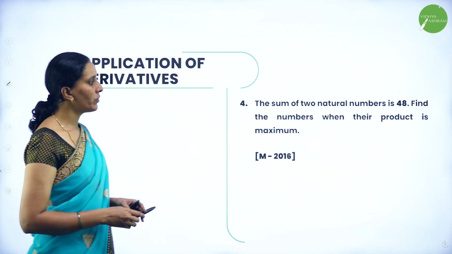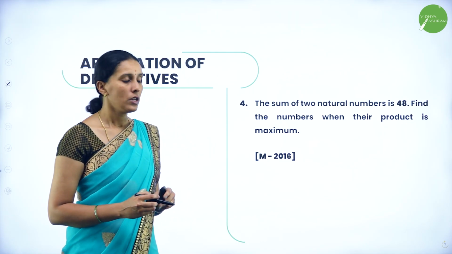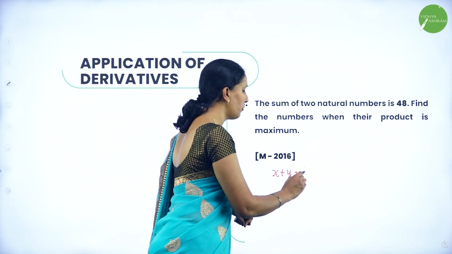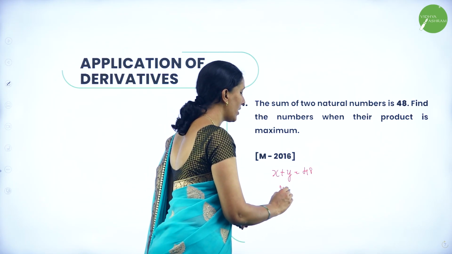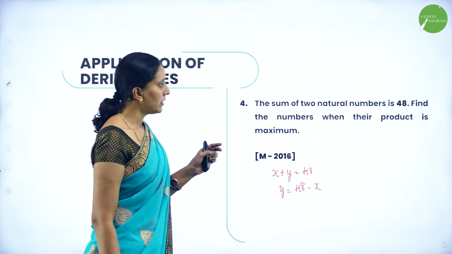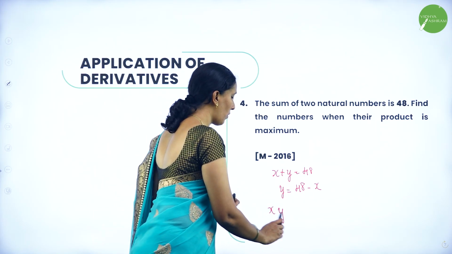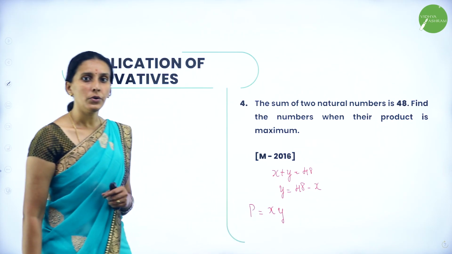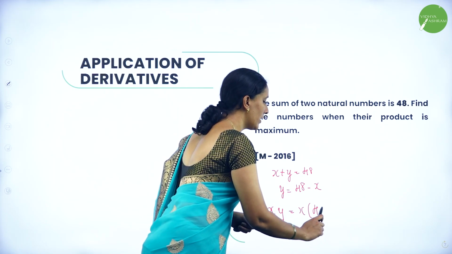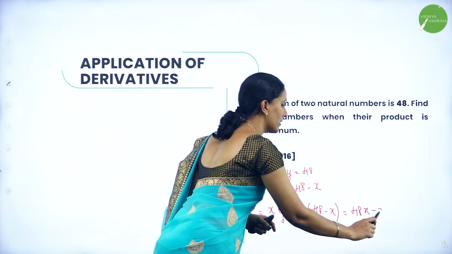Next, the sum of two natural numbers is 48. Find the numbers when their product is maximum. So let us take the two numbers as x plus y is equal to 48. Then y I can write as 48 minus x. They have asked for the numbers when their product is maximum. So let us consider the product as P is equal to x into y. So we will take y as 48 minus x. So we will get the product as 48x minus x square.